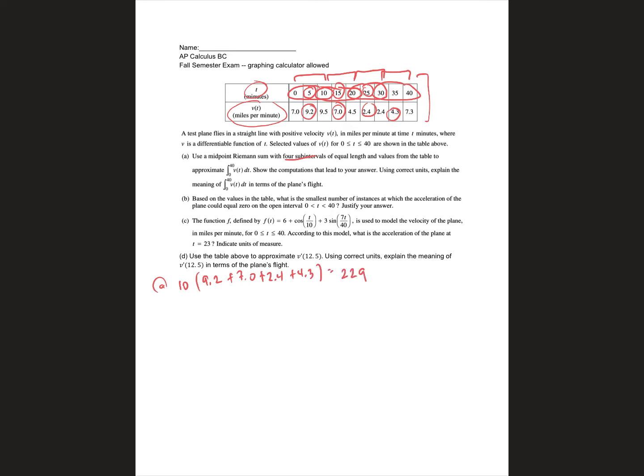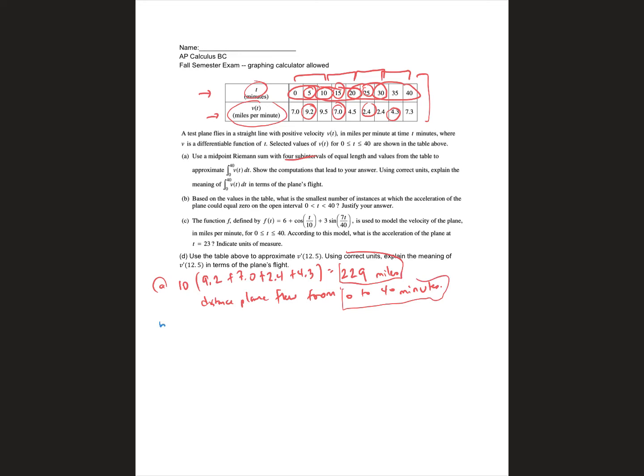Now, since this is area under a curve that's miles per minute versus minutes, the units for that would be miles per minute times minutes, which is miles. And then the meaning of that is it's the distance the plane flew from 0 to 40 minutes. So you need to have the meaning, the number, and the units for both the answer and the endpoints.